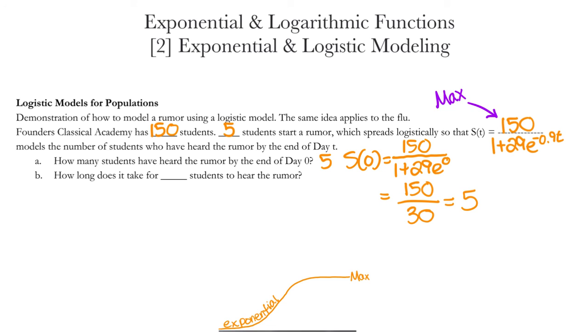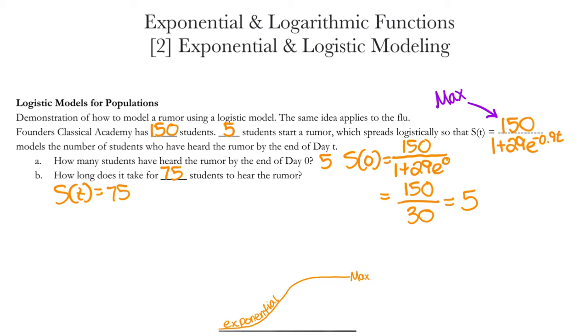Part B is a little more challenging. How long does it take for 75 students to hear the rumor? Half of the population. Well, just like the previous example, we need to set our model equal to the value that we're looking for and solve using technology.